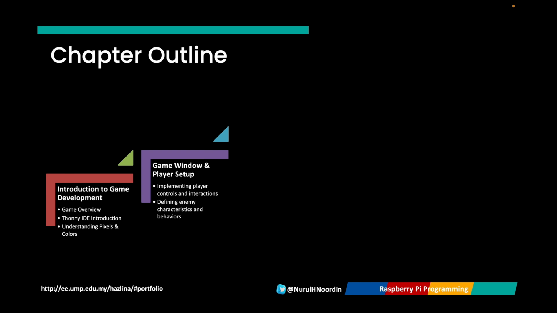Chapter number 2 is Game Window and Player Setup. Now that you have an understanding of game development basics, we will move on to setting up the game window and defining the player. In this chapter, you will learn how to create and configure the game window and define and customize player attributes such as size, speed, and appearance.